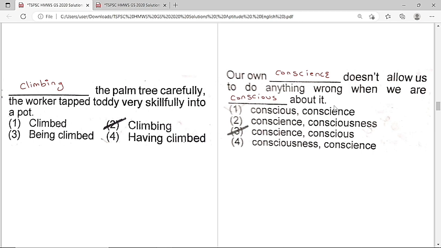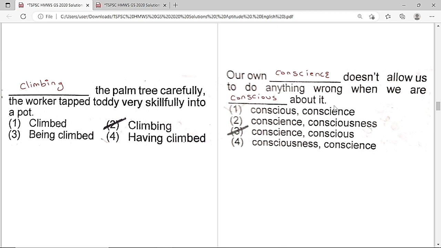If you have the proper knowledge about this one, definitely your moral sense is not going to allow us to do those wrong things. So therefore, conscious means awareness. If you have the awareness about something, then definitely your moral sense will tell you what to do and what not to do. So we can say our own conscience doesn't allow us to do anything wrong when we are conscious about it.